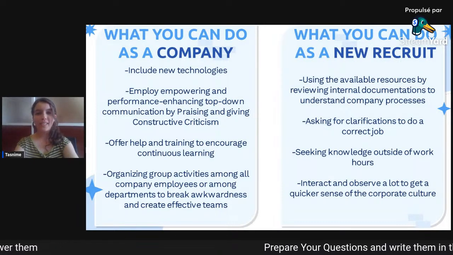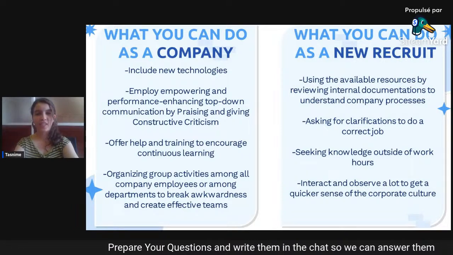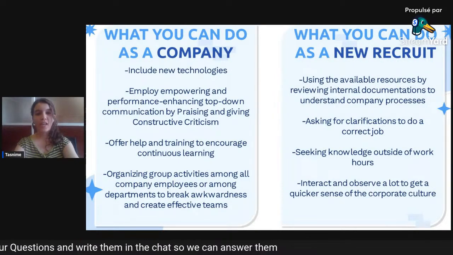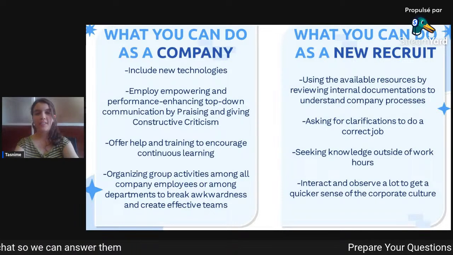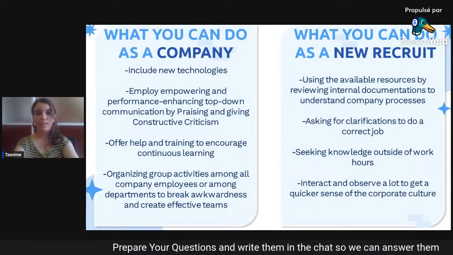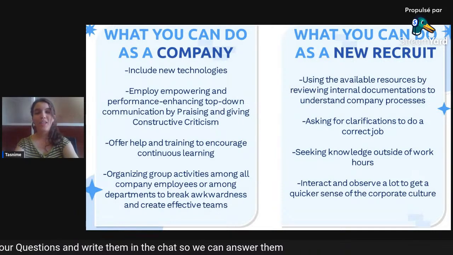So engaging with colleagues and supervisors to ensure a clear understanding of responsibilities and expectations is very crucial. Next, they need to pursue knowledge outside of the work hours. So outside of the working hours, they need to dedicate some personal time to learn more about the industry or the specific job skills.